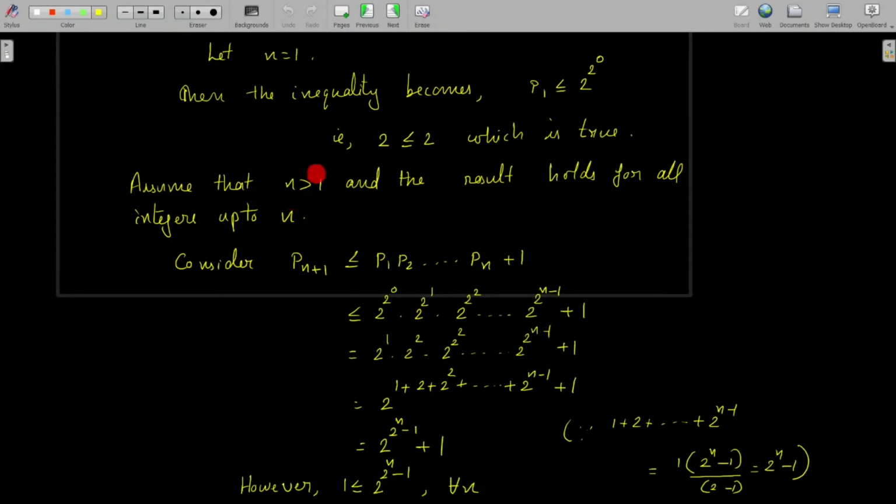Now we assume that n is greater than 1 and the result holds for all integers up to n.